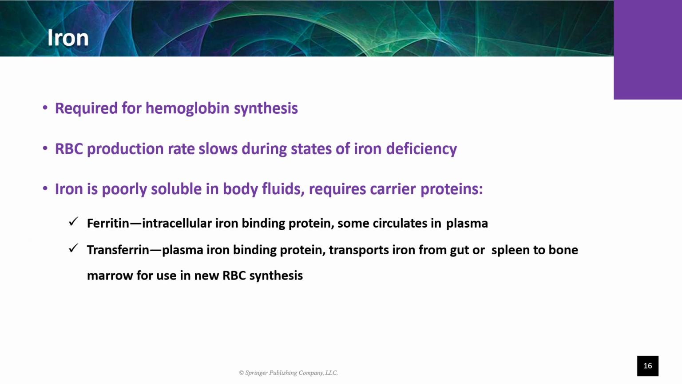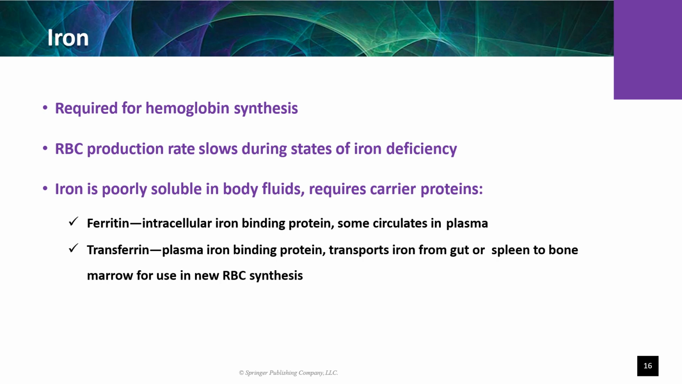Iron is necessary for hemoglobin production. Total body iron is approximately 3 to 4 grams, with at least half contained in hemoglobin molecules. Iron is poorly soluble in plasma, so it is transported in the blood by binding with the protein transferrin. The transferrin iron complex carries iron to the bone marrow, where it binds with transferrin receptors on erythroblasts.